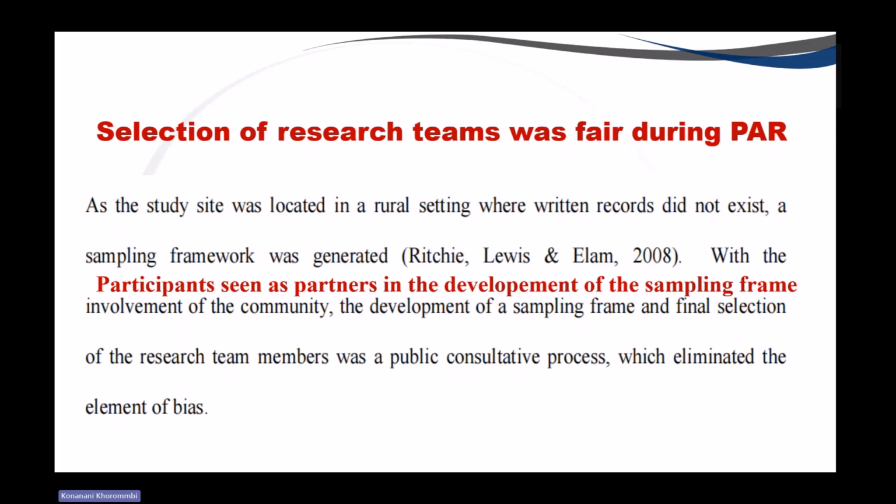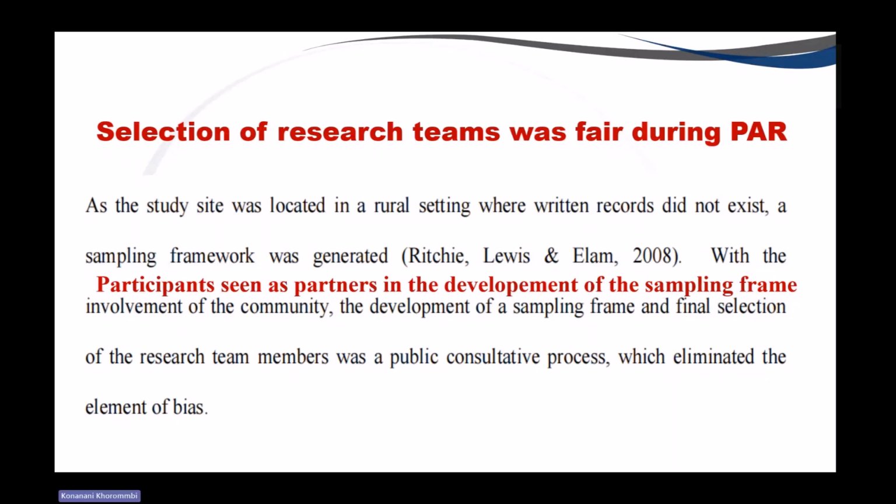As the study site was located in a rural setting where records did not exist, a sampling frame, not a framework, here is an error, was generated, and with the involvement of the community, the development of the sampling frame and final selection. You see, we're talking about first selection here, but the final selection of the research team members was a public consultative process, which eliminated the element of bias. So we did not choose people only to serve the interest of the researcher.